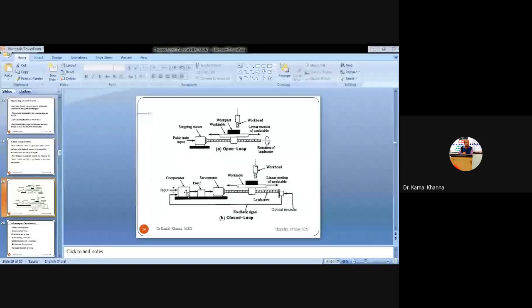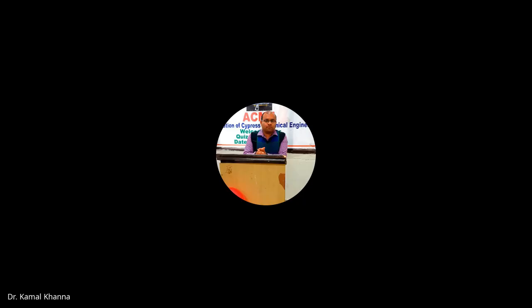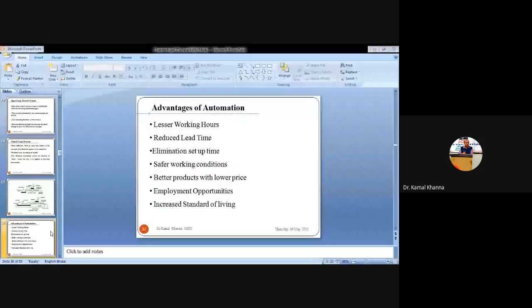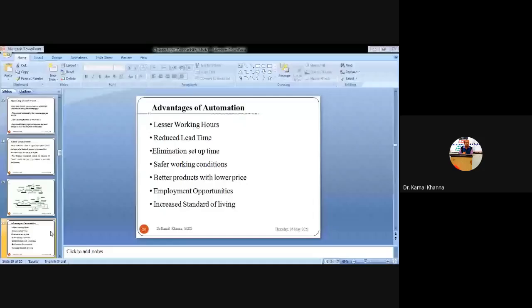Next is the advantage of automations. The advantages I have already told you in the previous slide also, the closed loop systems. Let us have a glance at these advantages. We are having lesser manufacturing lead time.